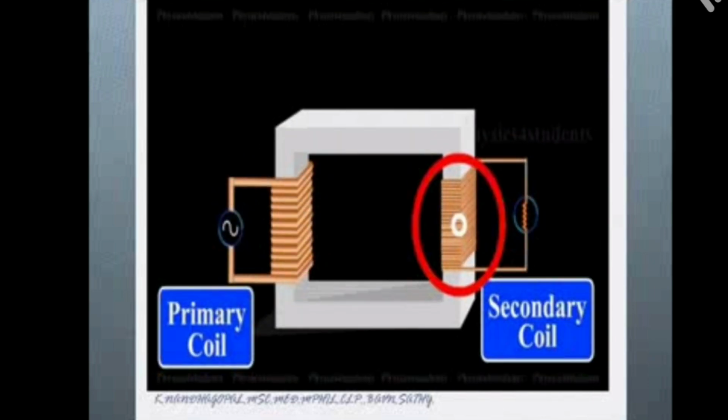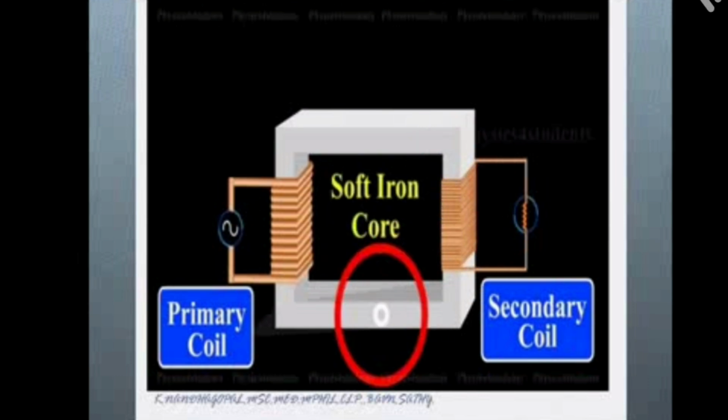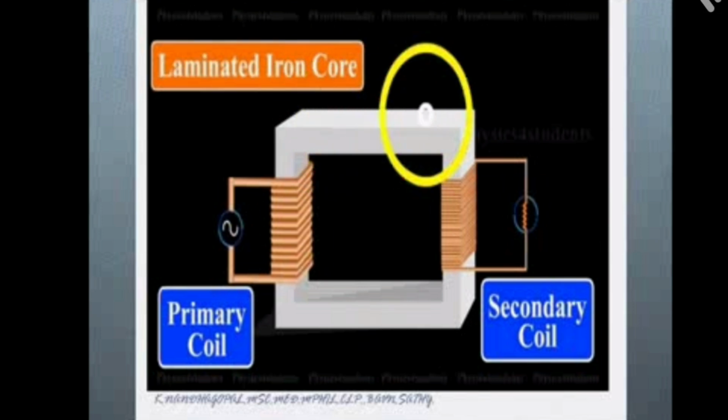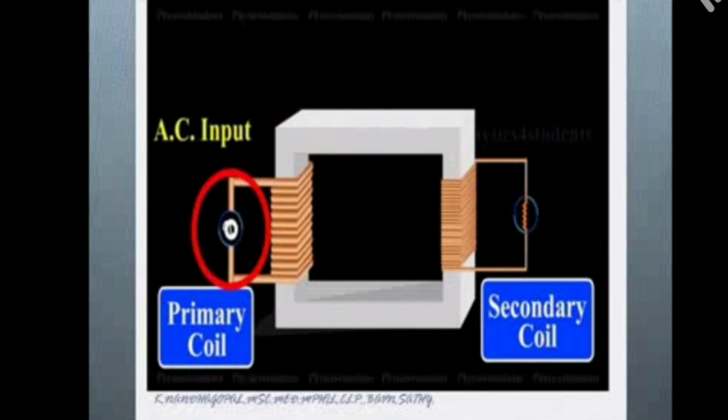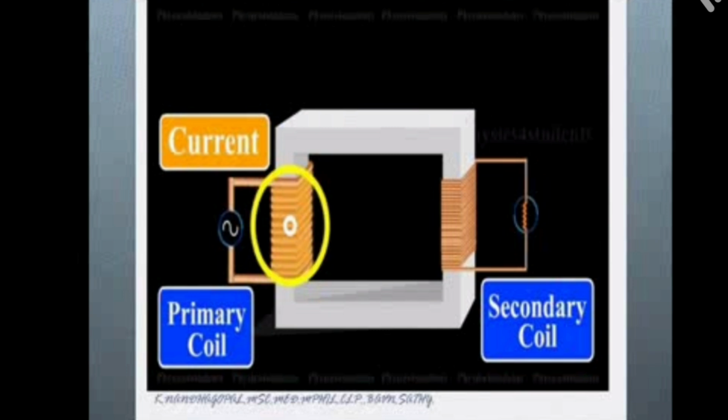So there are two coils, the primary coil and the secondary coil. A soft iron core is between the primary and secondary coil. The laminated iron core reduces the eddy current loss. An AC input is given to the primary coil, and you can get the output in the secondary coil.